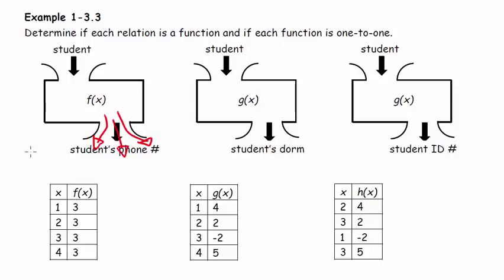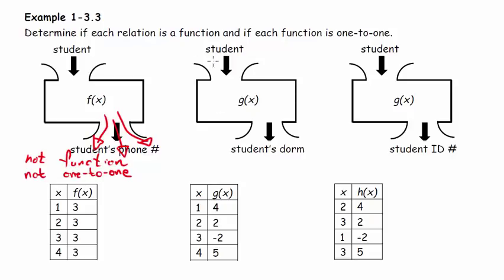So it is possible for a student to have multiple outputs here, more than one. All right, so this is not a function. Well, if I'm not a function, there's no way I can be one-to-one. I have to first be a function before I can be one-to-one. So I'm not a function and it's not one-to-one.